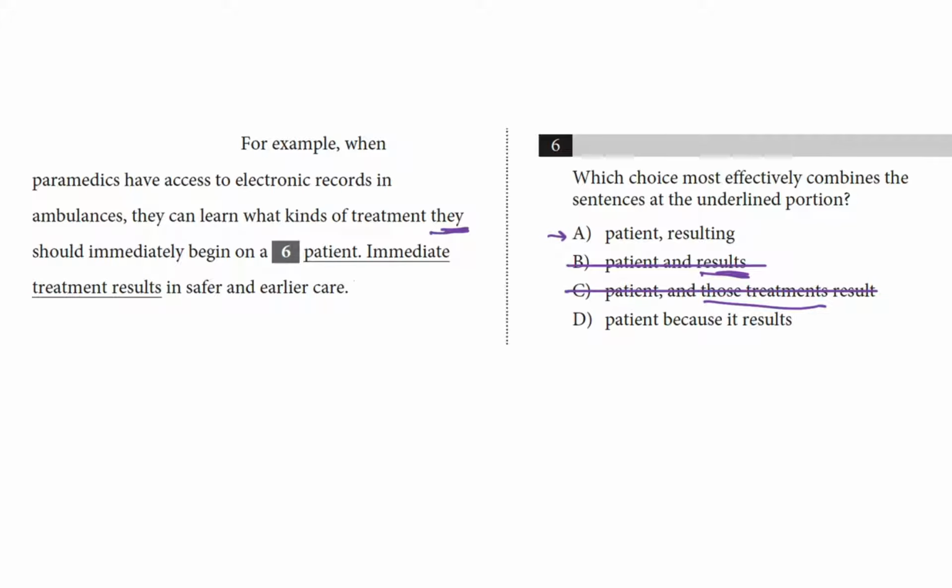And finally, choice D, let's plug it in. When paramedics have access to electronic records in ambulances, they can learn what kind of treatments they should immediately begin on a patient because it results in safer and earlier care. And that has the relationship backwards, I think. The treatments are safer and come earlier because of the presence of electronic medical records in the ambulance, not the other way around. So this isn't a logical way to link these clauses. Notice also with this choice, the singular pronoun it doesn't refer to a specific singular noun. I don't really know what it refers to. It's ambiguous, so that's yet another reason to knock it out. So our answer is choice A.